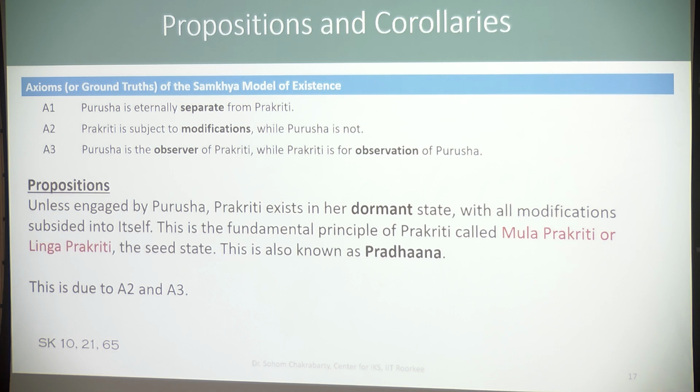How is it coming from A2 and A3? Let us try to comprehend. Prakriti is subject to modifications while Purusha is not. Now, who is observing the modification? The Purusha is observing. So, if the Purusha is not observing, then is there any need for the modifications? No need for the modifications. So, when the Purusha is not engaged, then Prakriti does not suffer the modifications. It remains in the unmodified seed state, having all the potential for expressing into the multifarious forms, but not doing that, because Purusha is still not engaged in the action of observation.